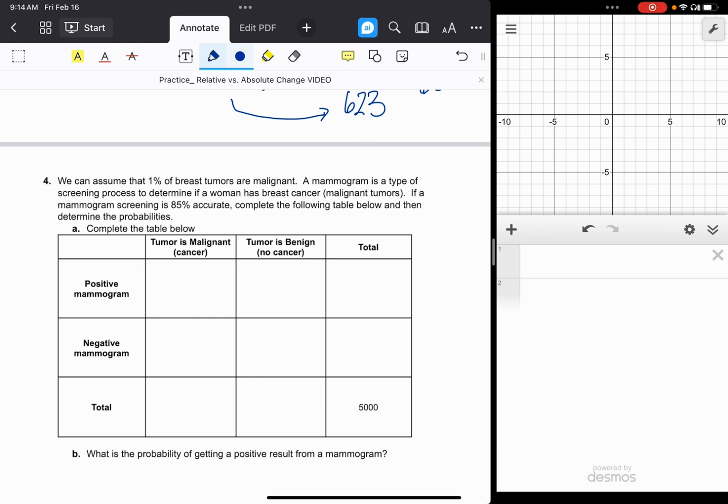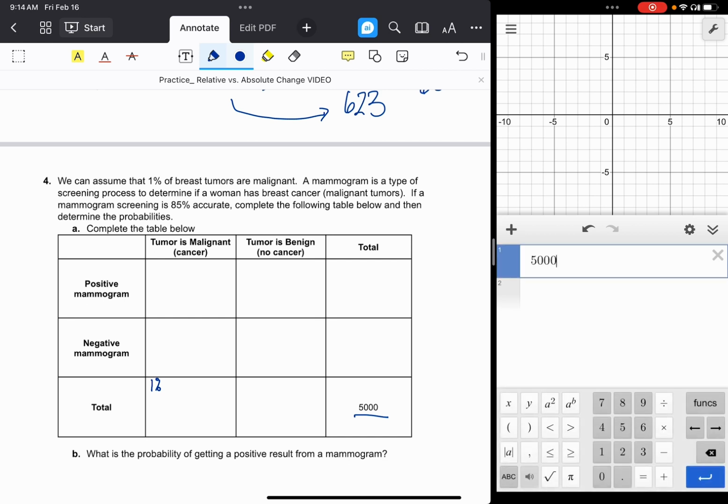All right, so we can assume that 1% of breast tumors are malignant. So malignant means you have cancer. And a mammogram is a type of screening process that's used to see if a woman has malignant tumors in her breast. The screening is only 85% accurate, and we want to complete the following table below. All right, so we have 5,000 total women, and 1% of them have malignant tumors. So we're just going to start there. So we have 5,000 times 0.01, and we get a nice even 50.